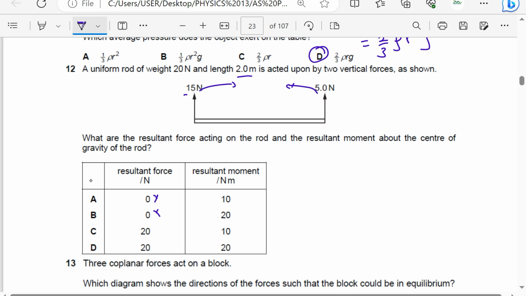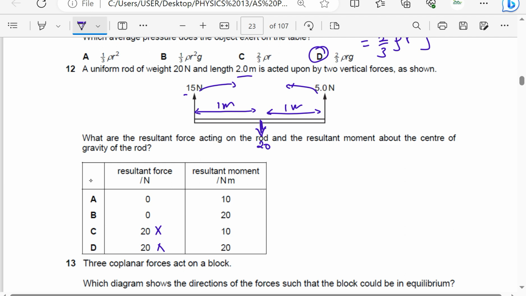Then the resultant moment. The 15 causes clockwise moment. So a uniform rod of weight 20 newtons. Sorry, the weight should be acting downwards, 20 newtons. So that is wrong. This is not true. Because the weight is 20 newtons, it is uniform, the weight is acting at the center. This is 1 meter. This is also 1 meter. The resultant force is 0, so ignore C and D.